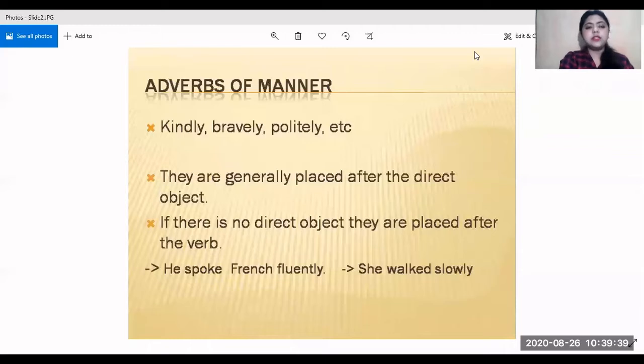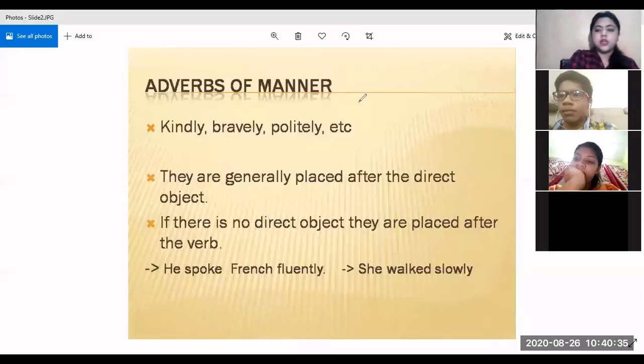For example, kindly, bravely, politely. These are adverbs of manner which answer the question how. All right, I hope you remember this much. So they are generally placed after the object, and if there is no object, then they are placed after the verb.